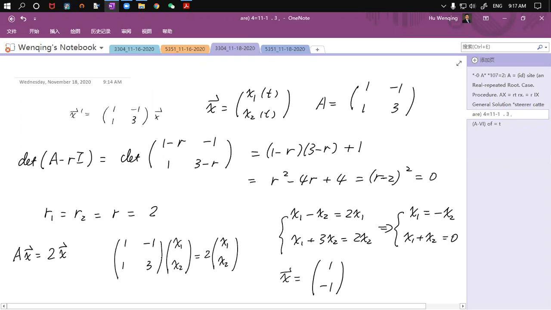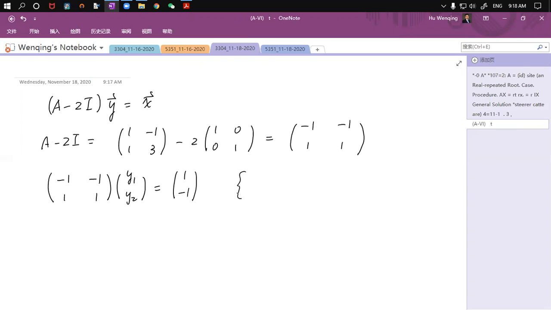So what is x? x is equal to [1, -1]. So you get a system of linear equations: minus y1 minus y2 is equal to 1, and y1 plus y2 is equal to minus 1. Of course, again, these two equations are equivalent. You can just work with one of them. So y1 plus y2 is equal to minus 1, so you can set y1 to be minus 1 and y2 to be 0. That's going to be a solution. You just need to find one solution that satisfies this equation. Is that good for everybody?